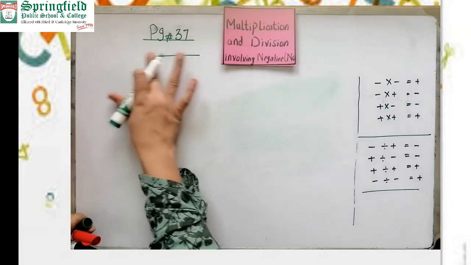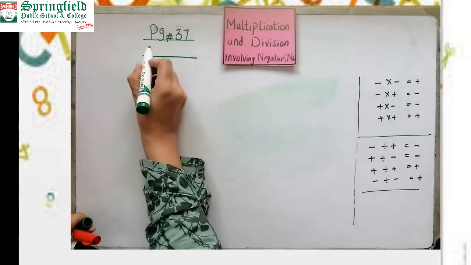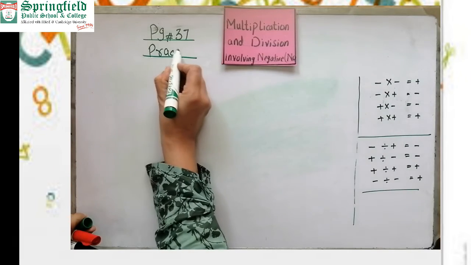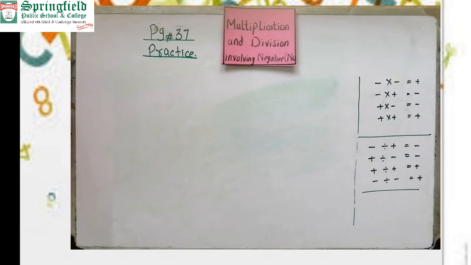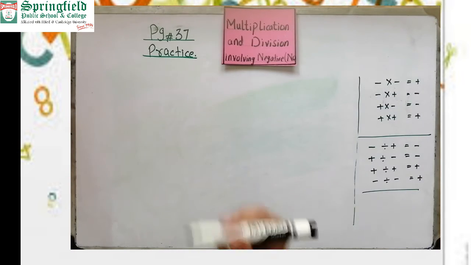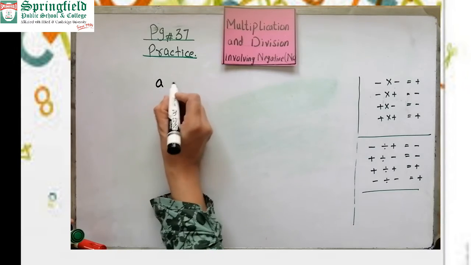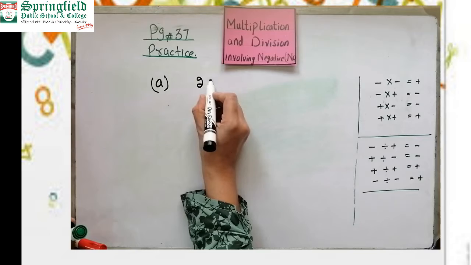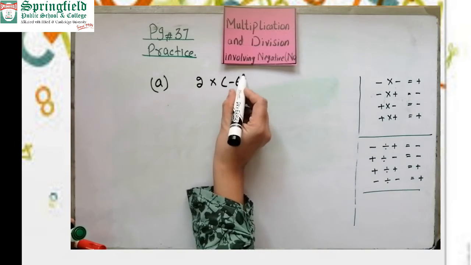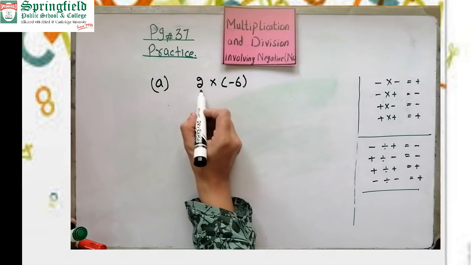And practice now. Practice now exercise. Okay, and question 1. Question 1 is part A. They are saying 2 multiply minus 6. So what will be the answer?